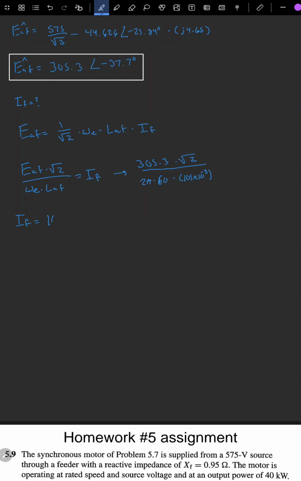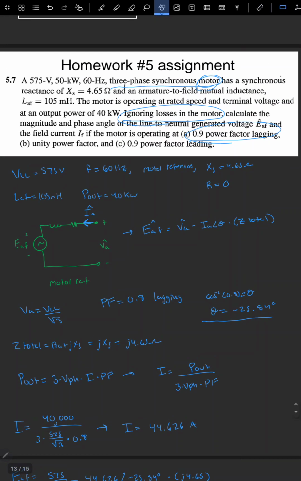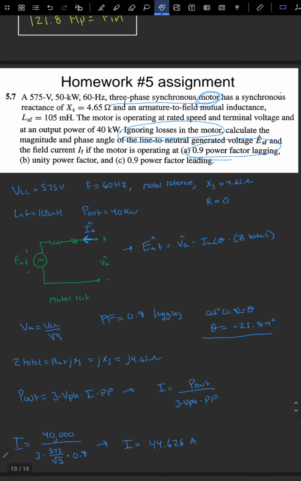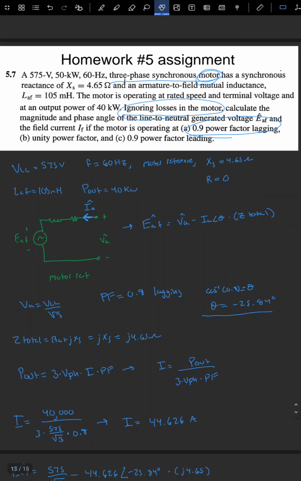So our IF is going to yield 10.91 amps. And there, you just solved part A. All part B is asking of you guys is to just change the power factor.